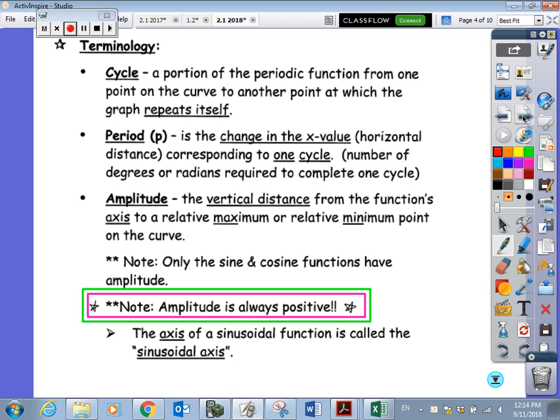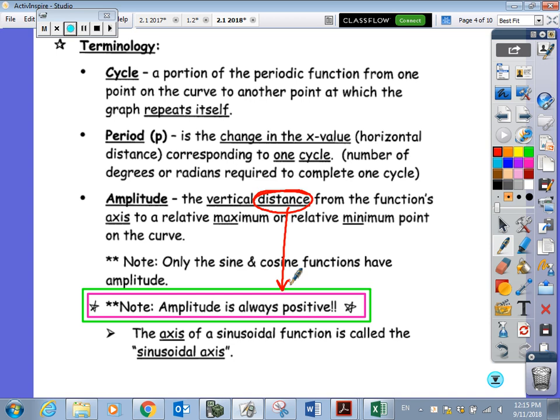Next thing, the amplitude. The amplitude is like your vertical stretch and shrink. Like a parabola, y equals ax squared. That a stretches or shrinks it. It also flips it upside down. The one thing to know, though, when we're describing what the amplitude is: amplitude is a distance. If something is a distance, it cannot be negative. So when I say what is the distance, or what is the amplitude, it's always just the positive.